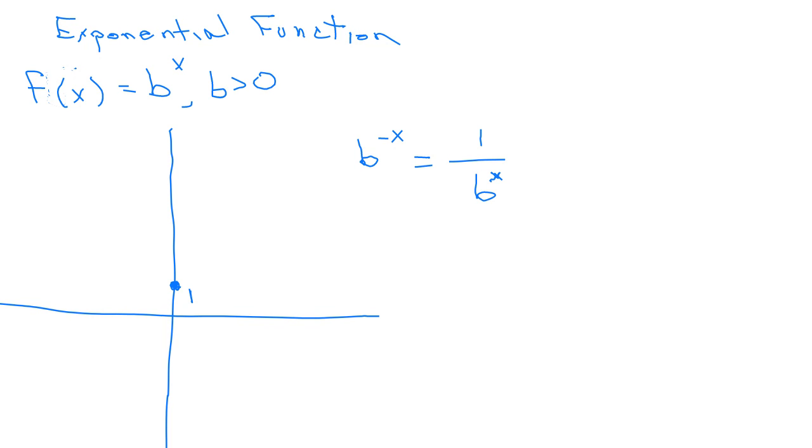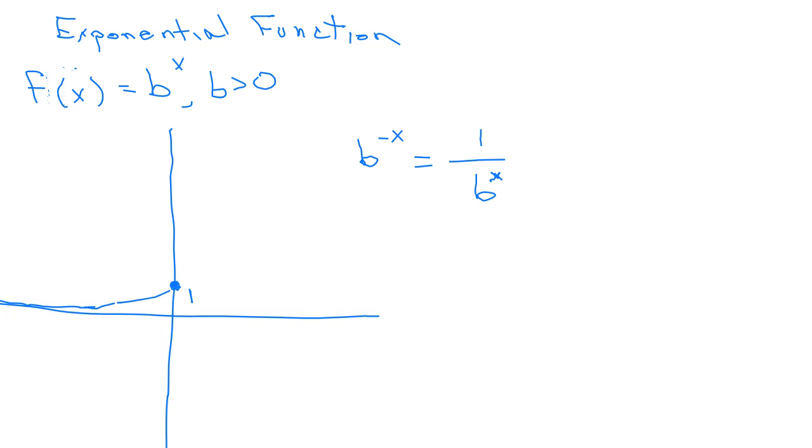So it's approaching the x-axis, and mine even touched it. But if you zoomed in, you would notice that it doesn't really touch it. It's just very small. 1 over anything can never be 0. And as long as b is a positive number, it cannot be negative. So it has a horizontal asymptote where y is 0.